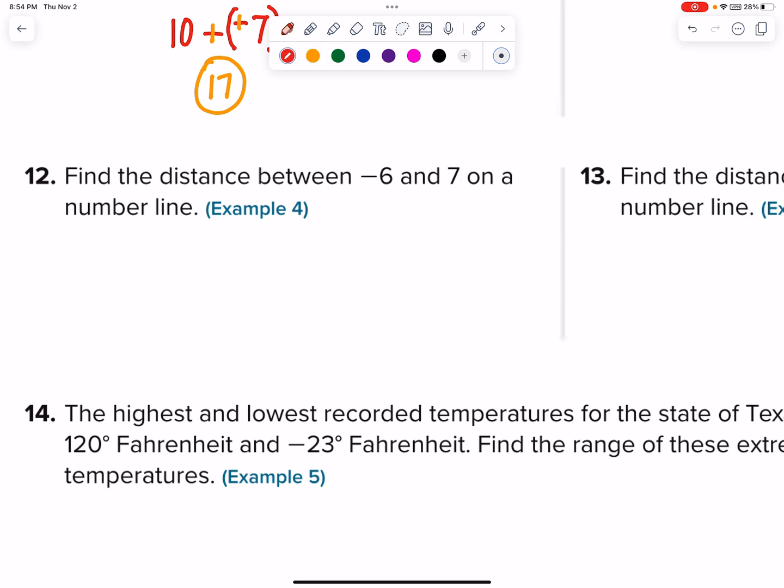Okay. So here's what we're setting up. What's the absolute value of negative 6 minus 7? Okay. Well, KFC. So negative 6 plus a negative 7. Still absolute value. So 7, 8, 9, 10, 11, 12, 13. It stays negative, but the absolute value of that is 13. So the actual distance between negative 6 and 7 is 13.